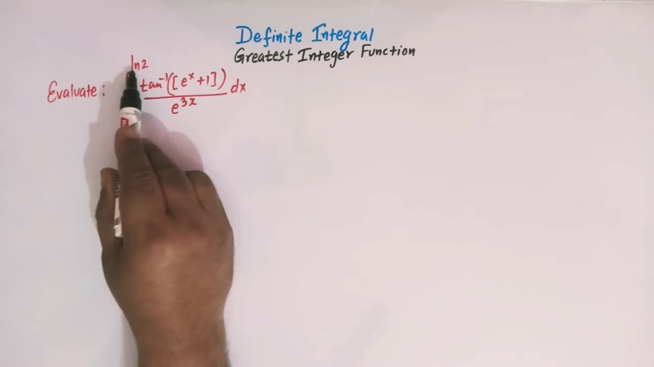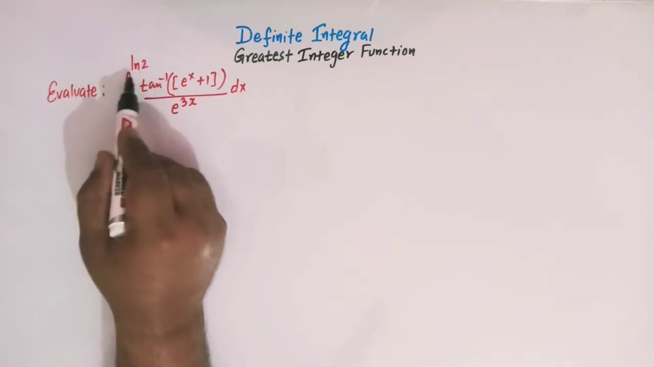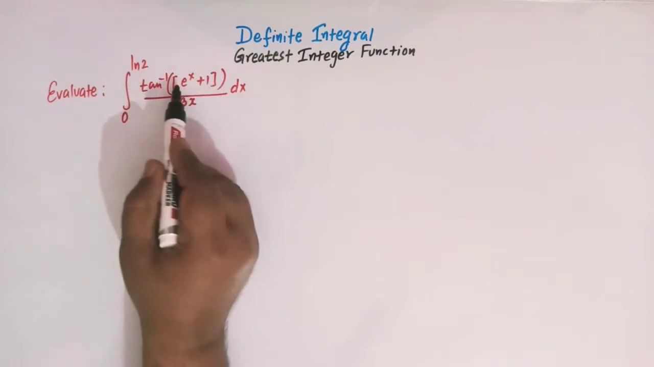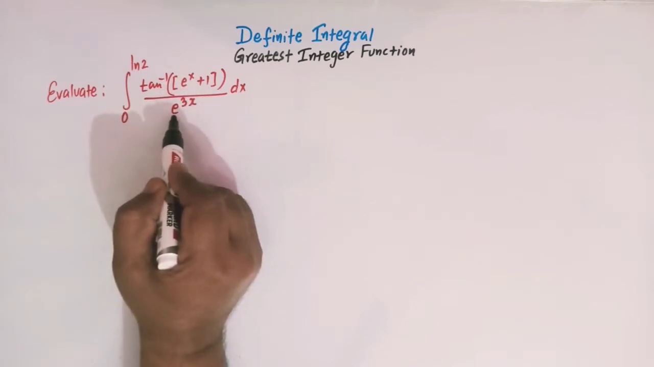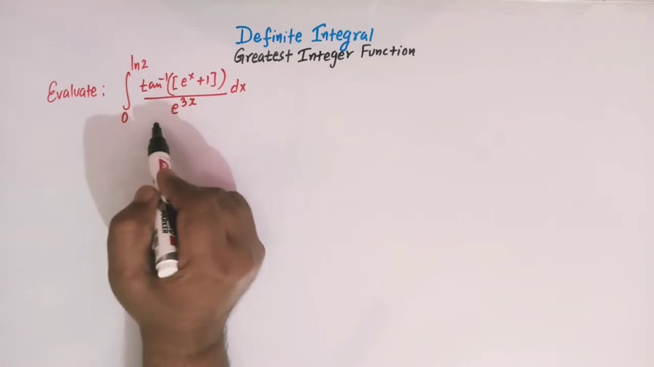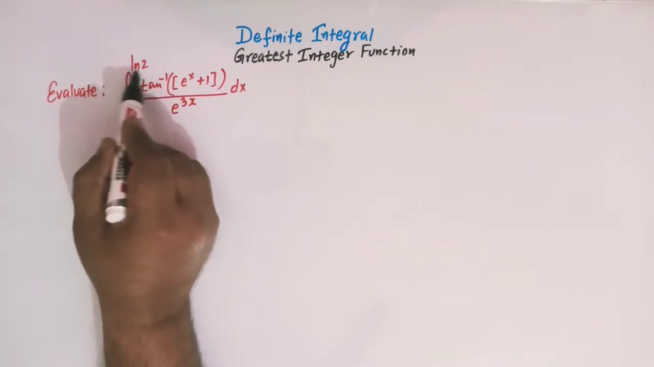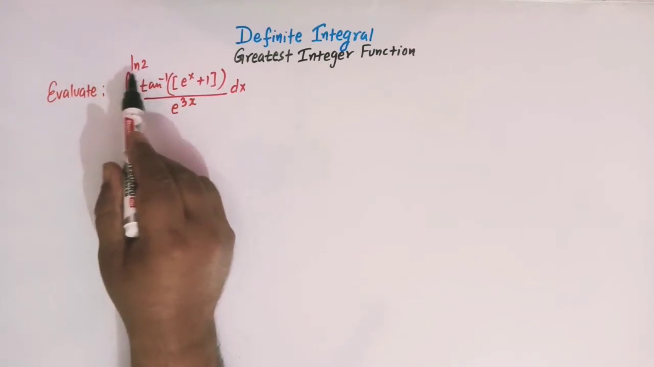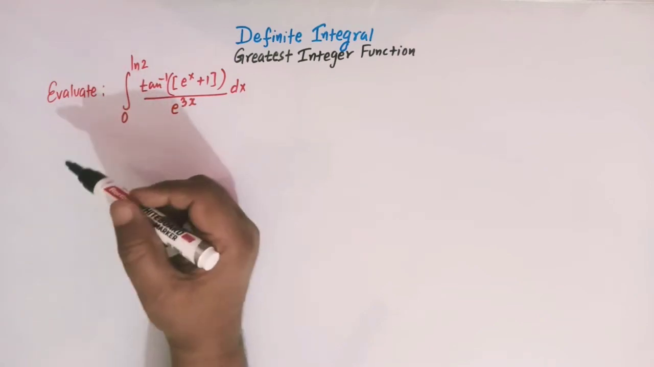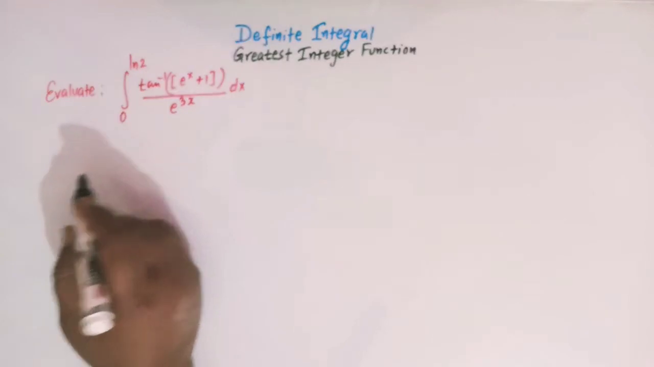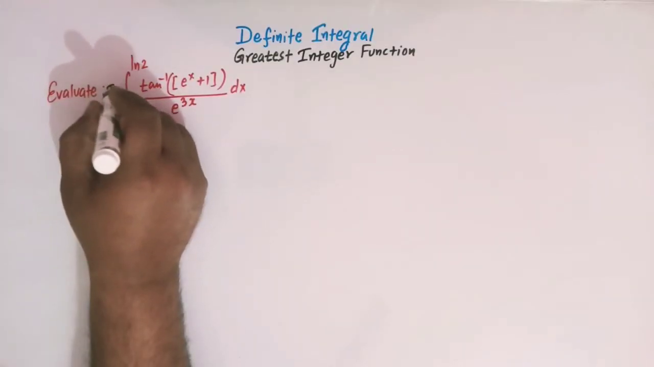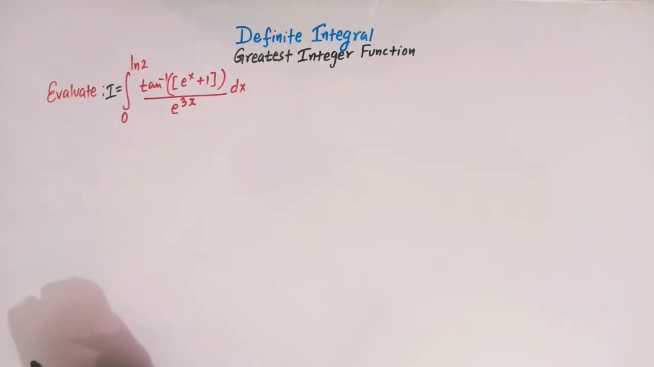So here we have the natural log and tan inverse of the greatest integer of e raised to x plus 1, divided by e raised to 3x. Here e is the exponential number. We are dealing with the natural log, which means the base of the logarithm is e. Now let us solve this integral, and let us first call this integral I.